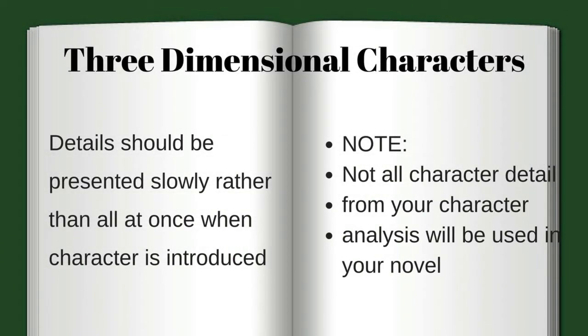The details of such characters should be delivered slowly to the reader and sparingly, not all at once. Instead of showing everything about a character at one time, let the character develop throughout the novel. In this way, he or she can change and grow with time. Please note that not all the details from the character analysis will be used in the novel. You're simply creating as much detail as possible so that you, the author, can get to know your character, so that you can persuade the reader that your character is real.